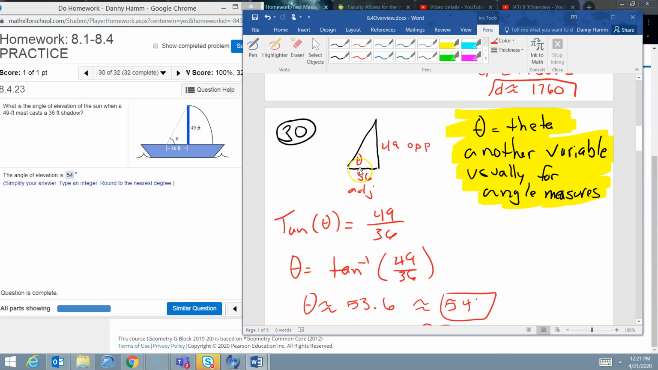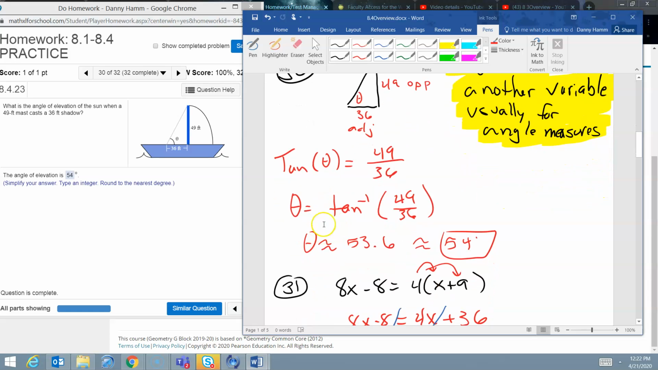And so our theta is here. Our opposite side is 49. Our adjacent to that angle, TOA. So tangent is what we're using. So we know our side lengths are 49 and 36, which means we're going to have to use the inverse of tangent, or the arc tangent. So tangent to the negative first of 49 over 36 is approximately 54 degrees.